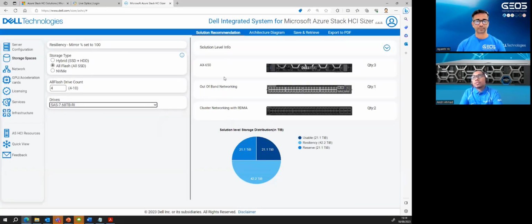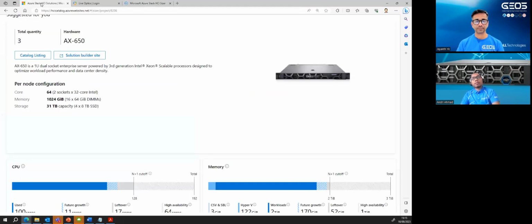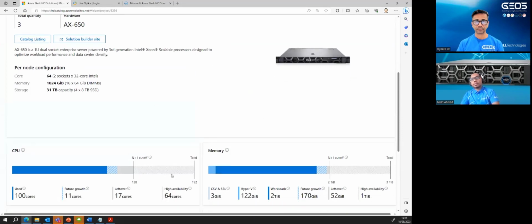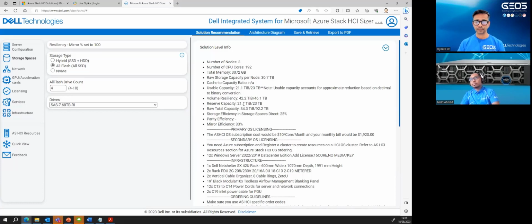Right. So now probably we can just choose the SAS 8 terabytes. Now you see on the solution level info, you will have your raw capacity here. In terms of CPU, we don't usually calculate workload in terms of compute here. It's already taken care of from the Microsoft Sizer. But we can see from the storage, it is aligned to what Microsoft gives, right? So usable around 21 terabytes.